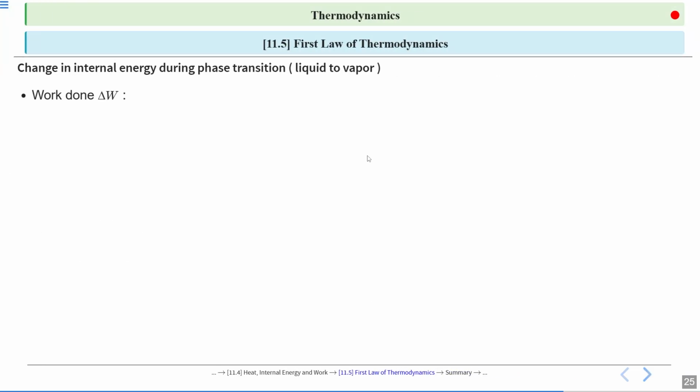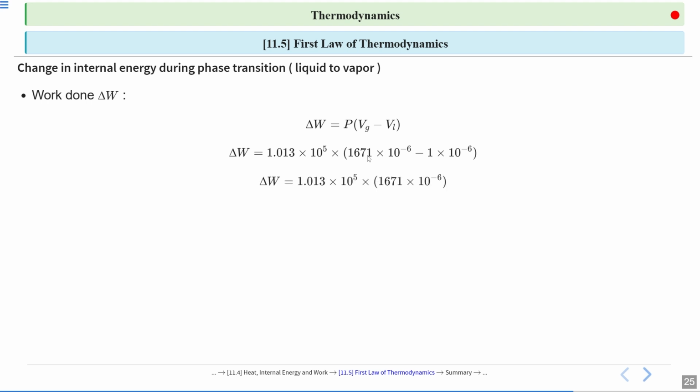Now work done delta W. So delta W is P dV, and here the change in volume is V_g minus V_L. So put the values. It will be 1.013 into 10 raised to the power 5 into (1671 into 10 raised to the power minus 6 minus 1 into 10 raised to the power minus 6). When solving this, with further calculation, you will get delta W, work done, is equal to 169.2 joule.